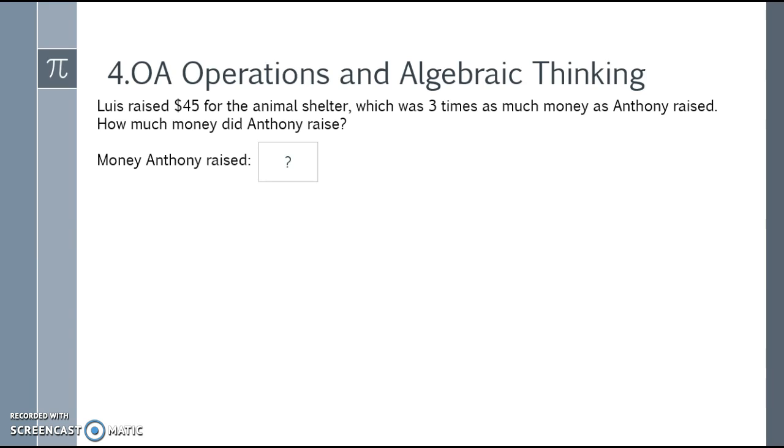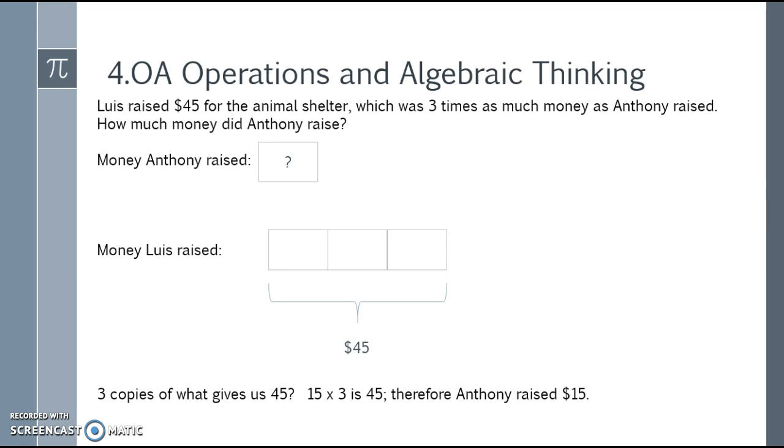And then Louie. Louie raised $45 for the animal shelter. This was 3 times as much money as Anthony raised. How much money did Anthony raise? We're not sure how much money Anthony raised, but we do know that Louie raised 3 times or 3 copies of how many to get $45. 3 copies of what gives us $45? Well, I know that 15 times 3 is 45. Therefore, Anthony raised $15.